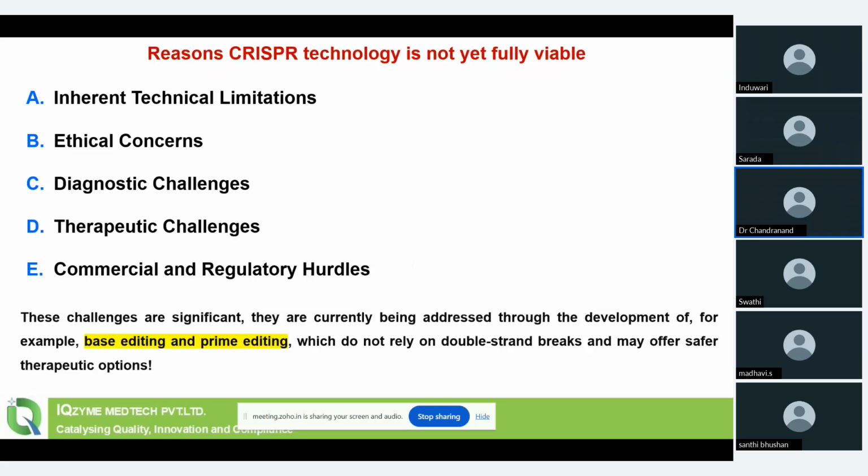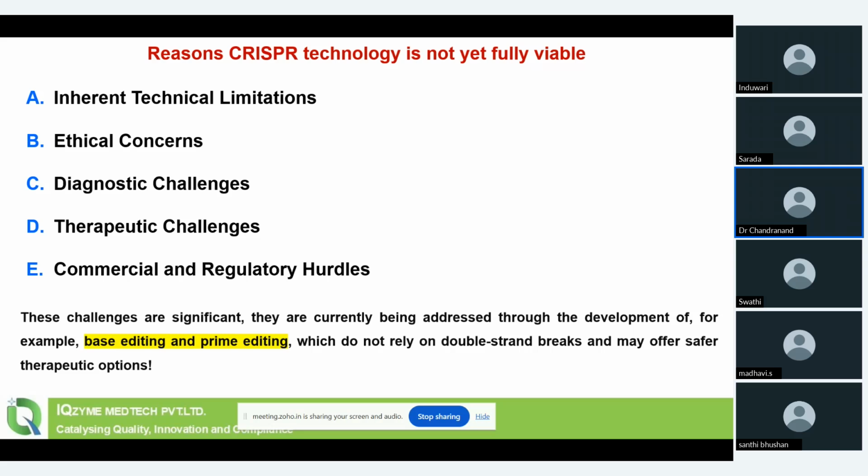Having said that, CRISPR technology is still not fully viable. Why? Because, as I said, of inherent technical limitations. One of the main problems is off-target effects, which happen when you do the wet lab sequencing and then try to design and develop your sequence. The off-target effects are there.